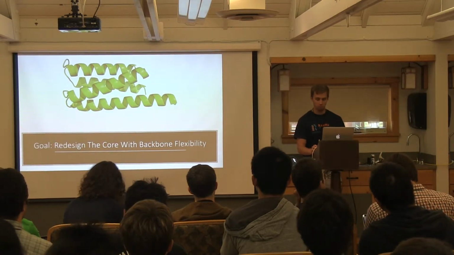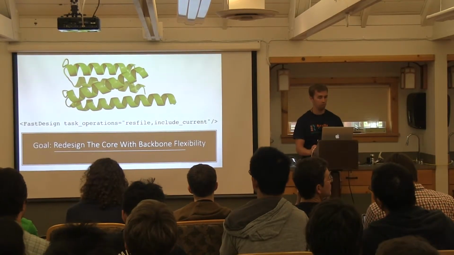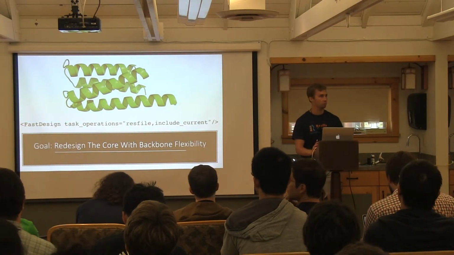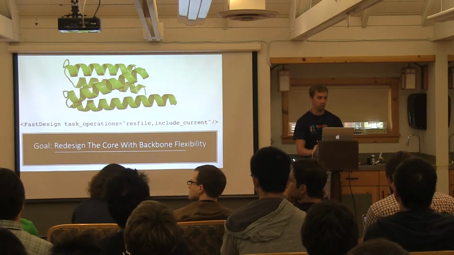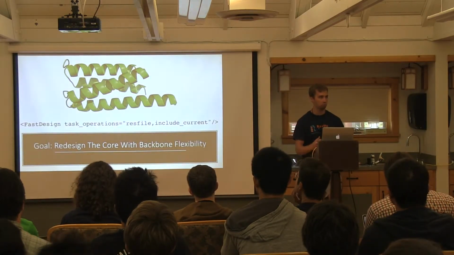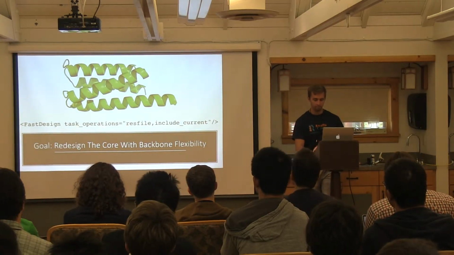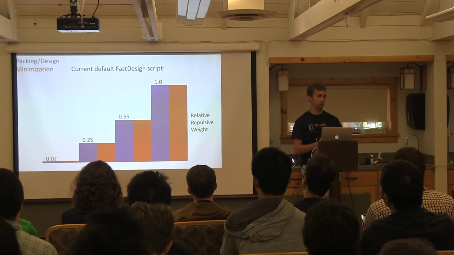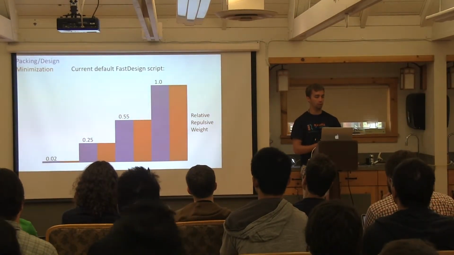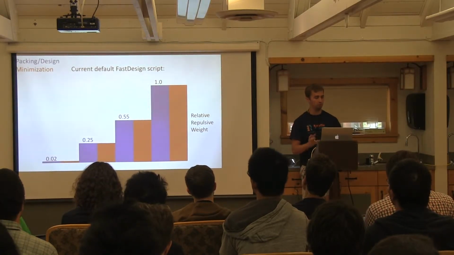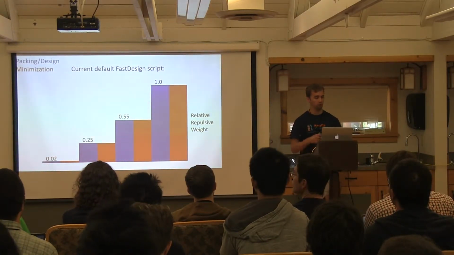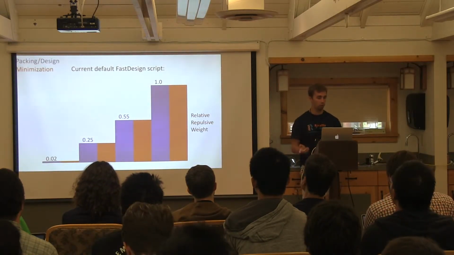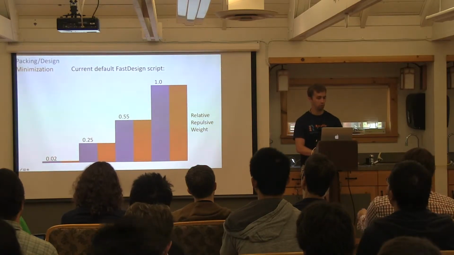We thought it was pretty straightforward, so I made a quick script using FastDesign, gave it a res file for core residues, and let it include the current sidechain. Nothing fancy, pretty much everything is default. FastDesign is used a lot, but if you're not familiar with it, it's an alternating fixed backbone design, rotamer replacement, and minimization, cycling between those two while it ramps up the repulsive weight from very small, 2% of the normal.